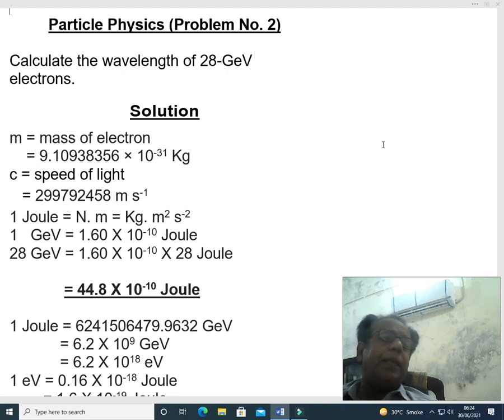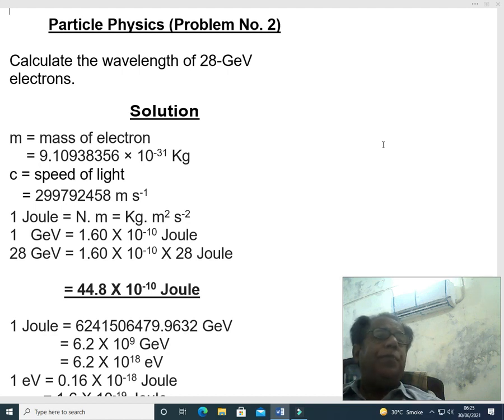Now we come towards another conversion factor. That conversion factor is 1 giga electron volt is equal to 1.60 into 10 raised to the power minus 10 joule. This is a conversion factor, which can be found from any table of conversion factors.